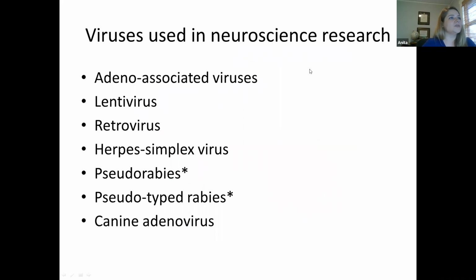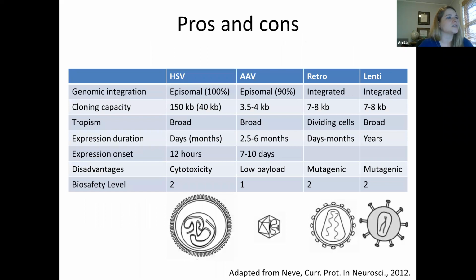So what do we use in neuroscience research? By and large, people are moving toward adeno-associated viruses, and I'll talk about the reason for that. Lentiviruses, retroviruses, herpes simplex, pseudorabies and pseudotyped rabies, which are not in any way related, and we'll talk about those in detail. Canine adenovirus. Those are the few that I thought of off the top of my head. Maybe you use some other ones, so I'm happy to talk about others.